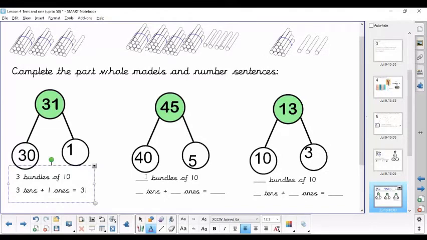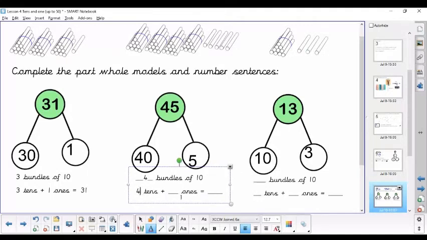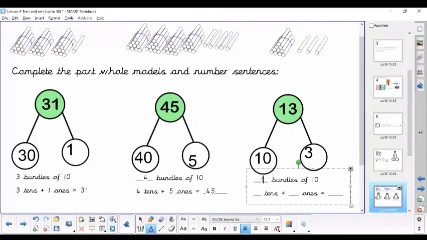Here, I had 4 bundles of 10. That means that I had 4 10s and 5 1s. And if I put them together, I get the number 45. And the last one, I had 1 bundle of 10, which means that I had 1 10, and I had 3 individual straws left over, which means 3 1s, and that will give me the answer 13.